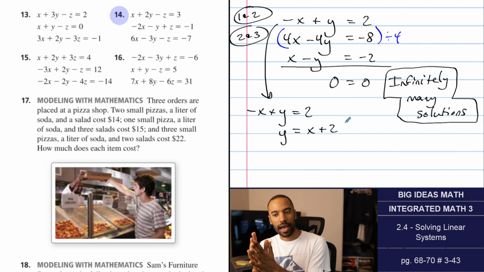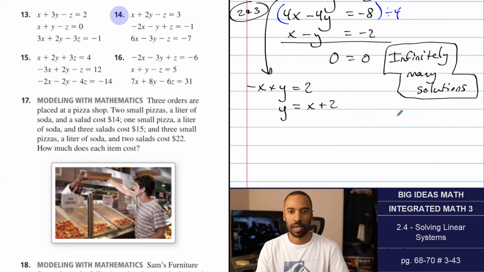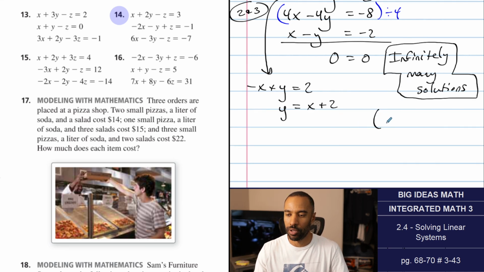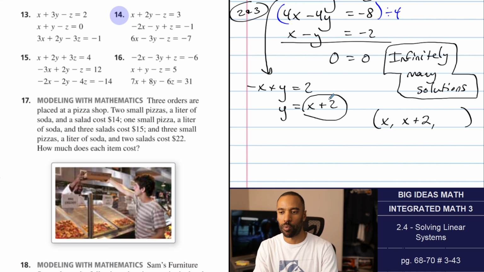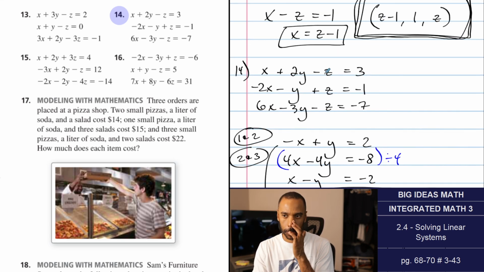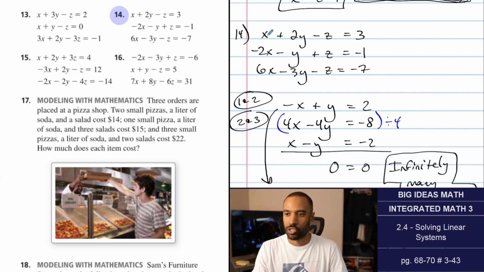Okay? So now, when I write my ordered triple, x will be its own variable. Y will depend on x, like that, and then z is probably going to represent a number. Let's find out what z is by substituting x plus 2 in for y in any of the equations that still contains a z. Let's do maybe this one up top.